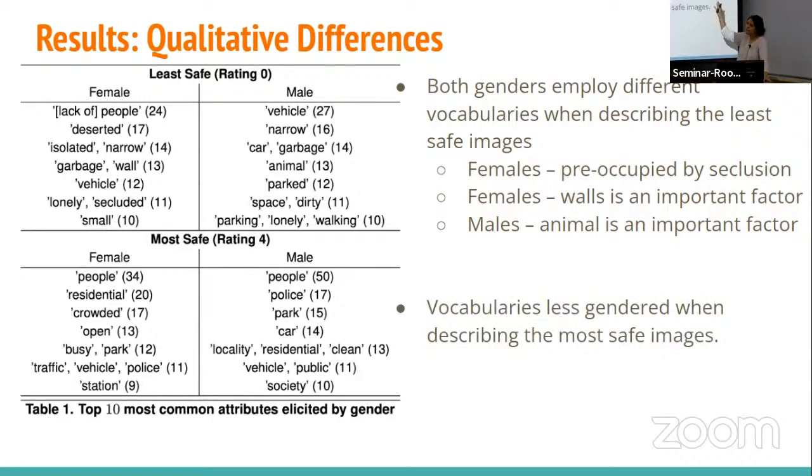So this is showing you that they're thinking of very different things, right? Men and women. Their vocabularies are much less gentle when you're thinking of what is safe. So everyone is talking about people. People are talking about all different things, from residential neighborhoods, right? Colony, locality, residential. Police seems to be quite important for men.